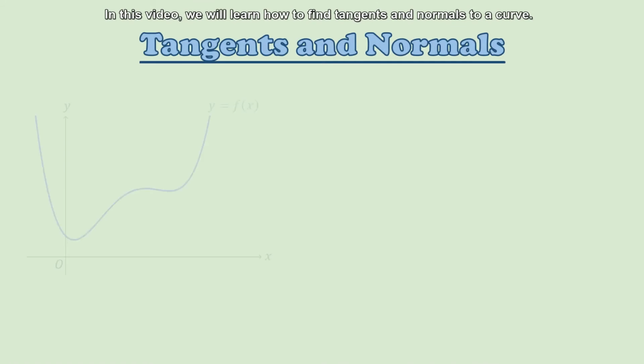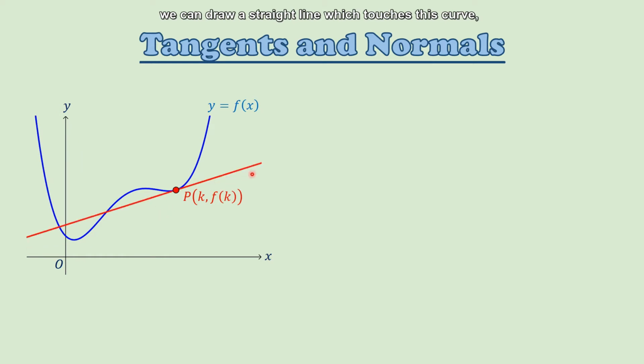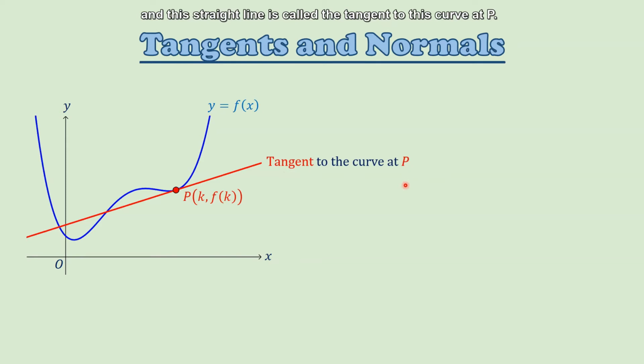In this video, we will learn how to find tangents and normals to a curve. First of all, let's understand what tangents and normals are. Consider a smooth curve y equals f(x). Then at any point P on this smooth curve, we can draw a straight line which touches this curve. This straight line is called the tangent to this curve at P.